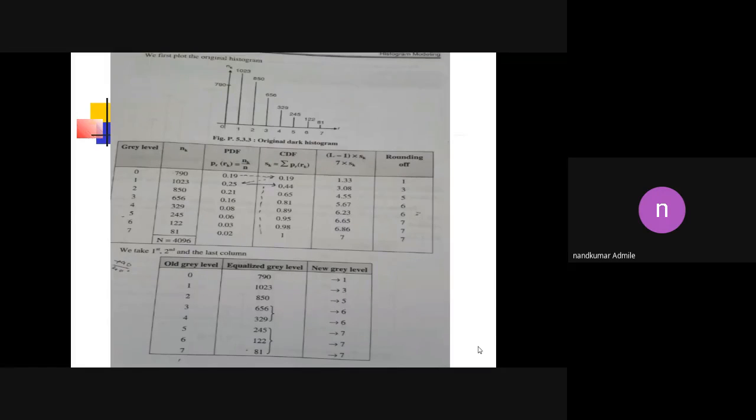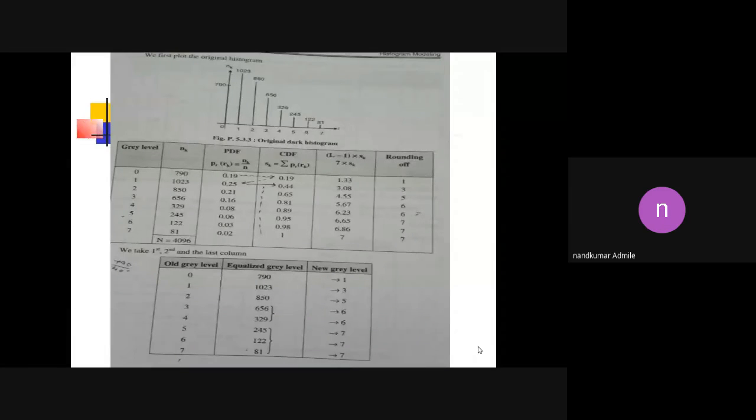Okay, up to this table we can stop. Maybe you are not clear on how to calculate the CDF function and do the mathematical steps. In the next lecture, I'll do the total mathematical calculations and share that PDF. Up to this table we stop for today's lecture. Just remember how to calculate the PDF function, the CDF function, and how to do the rounding off. There is one more step, based on which we can equalize the histogram.